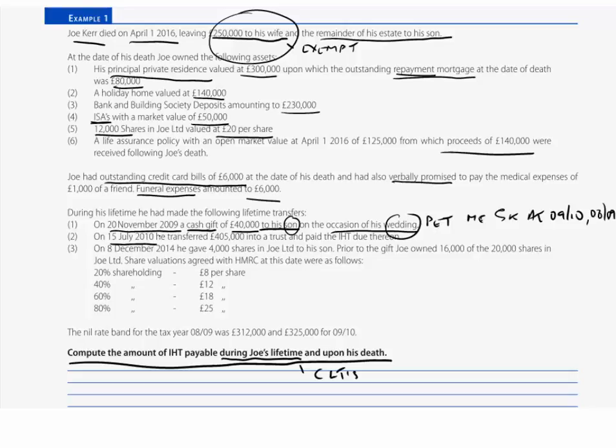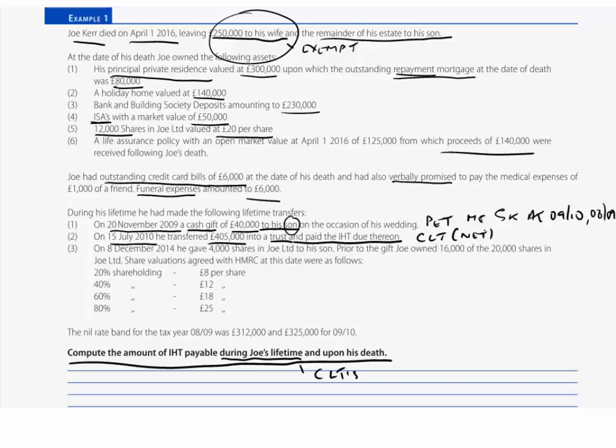15th July, he transferred 405,000 into a trust. Transfer into a trust, that is a CLT. And paid the IHT due thereon. That tells you that it's a net CLT.